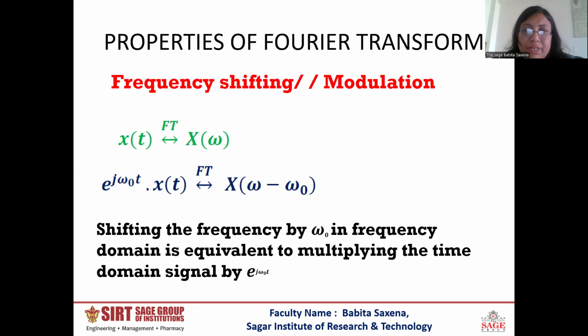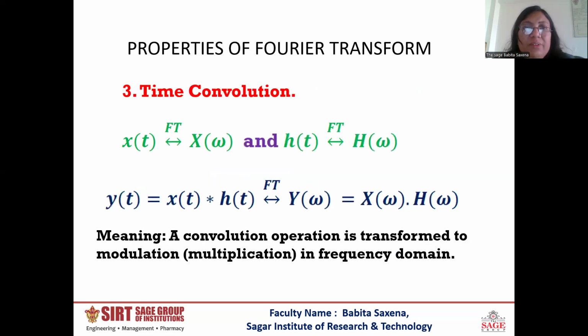And then the frequency shifting. If any signal in the time domain is multiplied by e raised to the power j omega 0 t, how is it frequency shifting? Because we are multiplying with e raised to the power j omega 0 t, which in turn is sine and cos, you know Euler's theorem. So what will be the change in the Fourier transform? In the Fourier transform, X of omega will shift to omega 0: X of omega minus omega 0. So it is the frequency shifting property.